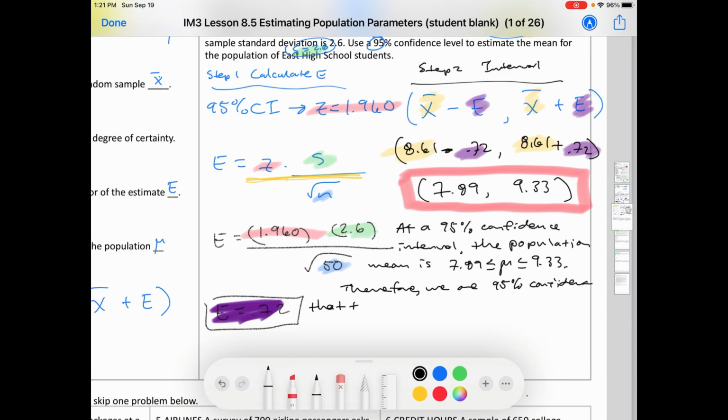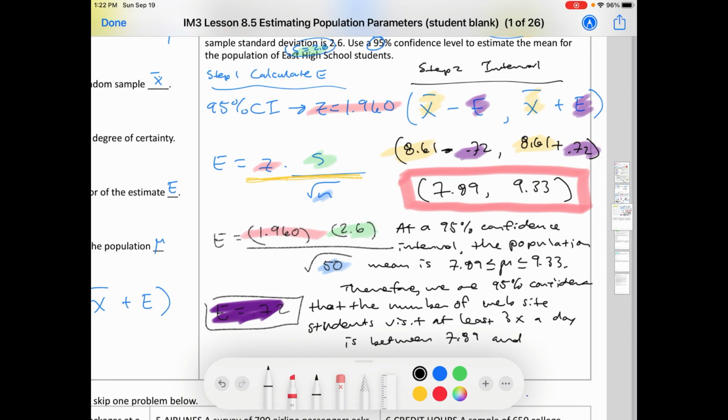that the number of website users or students visit at least 3 times a day is between 7.89 and 9.33.